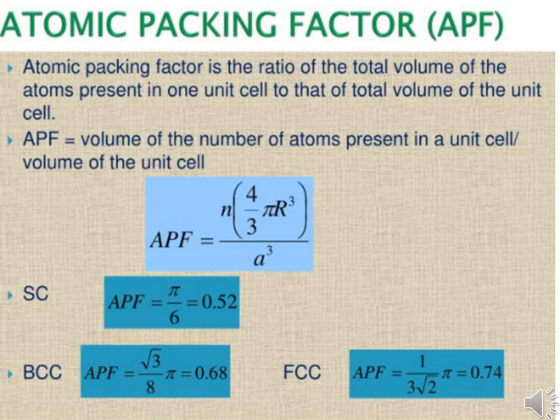And the next characteristic, atomic packing factor for SCC, BCC and FCC crystal structures. Define APF: the ratio of the total volume of the atoms present in one unit cell to the total volume of the unit cell. APF equals N into 4 by 3 pi R cube divided by A cube. For SCC, APF is pi by 6, equal to 0.52. For BCC, APF equals root 3 by 8 into pi, equal to 0.68. And for FCC crystal structure, APF equals pi by 3 root 2, equal to 0.74.